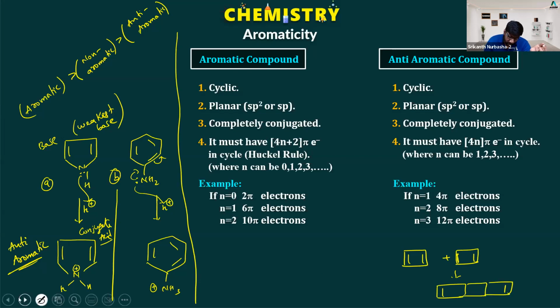Okay, dimerization occurs. Cyclobutadiene exists in the form of a dimer because of its anti-aromatic nature. It is highly unstable, and that is why it will form a dimer.